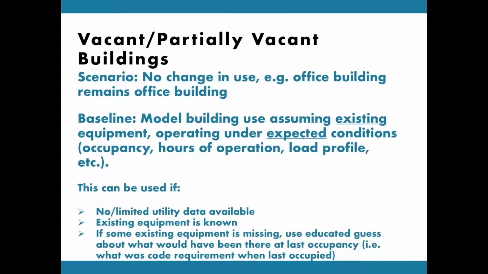Now you can use this technique if you have a limited amount or perhaps no utility data. You do have to know the existing equipment, so what actually is in the building right now. And if some of that existing equipment is missing, you can use an educated guess about what would have been there the last time the building was occupied. So for example, what was the code requirement when the building was last occupied.